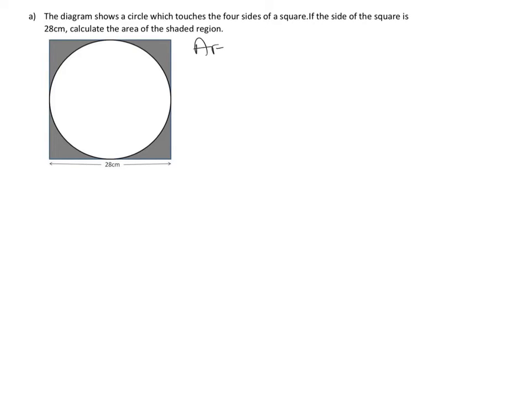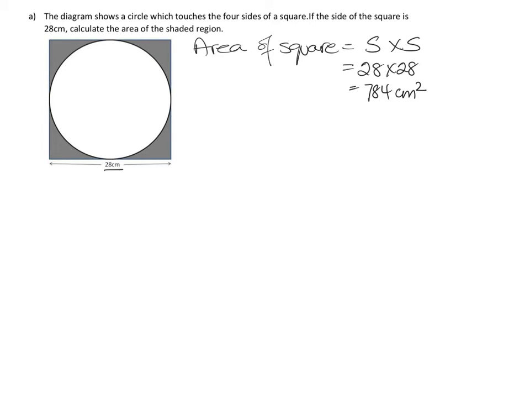So the area of the square we know is equal to side by side. We know the side of the square is 28, so the area will be 28 multiplied by 28, which gives us 784 centimeters squared. Then we work out the area of the circle.